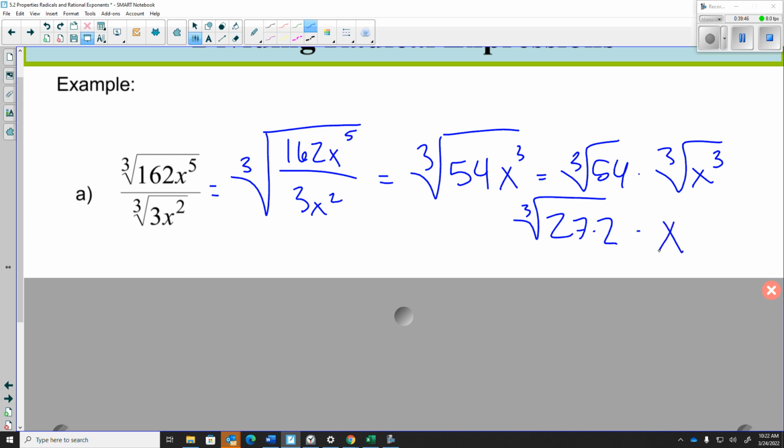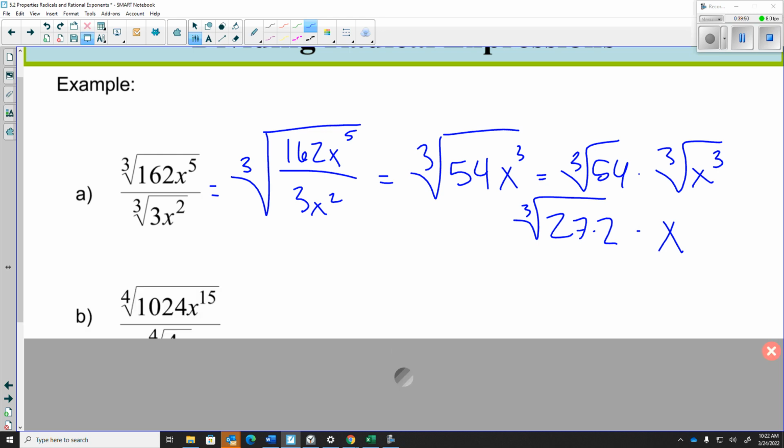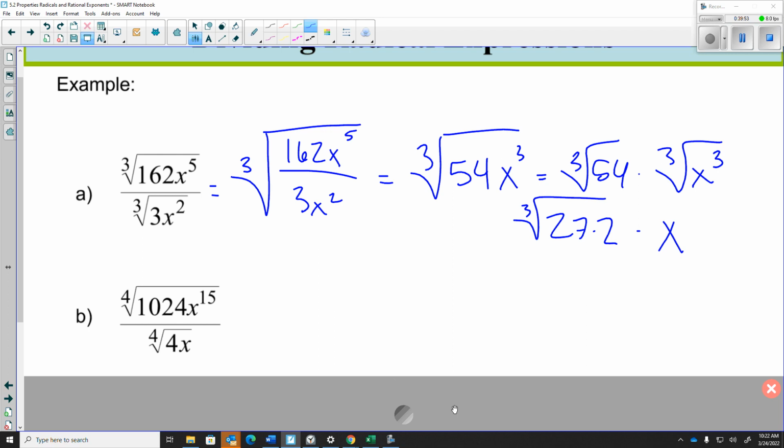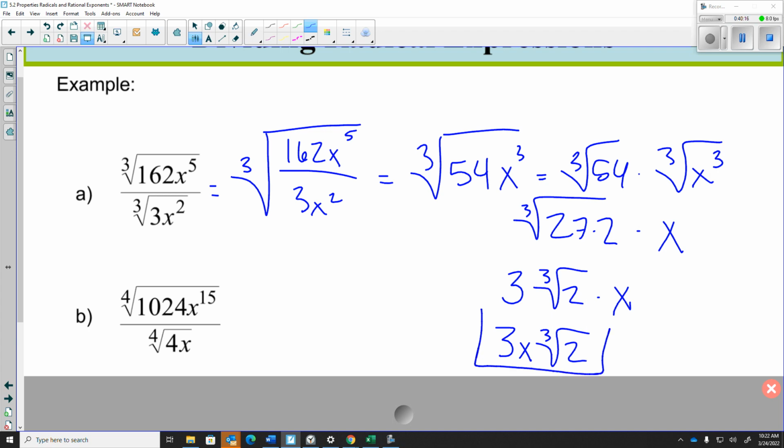What's the cube root of 27? 3. So, let's do it down here: 3 cube root of 2 times x. Is that how I want to write that? No. How might you want to write it? I would do 3x cube root 2, because we want the radical to be at the end every time. So we bring the variable over. And we're done.